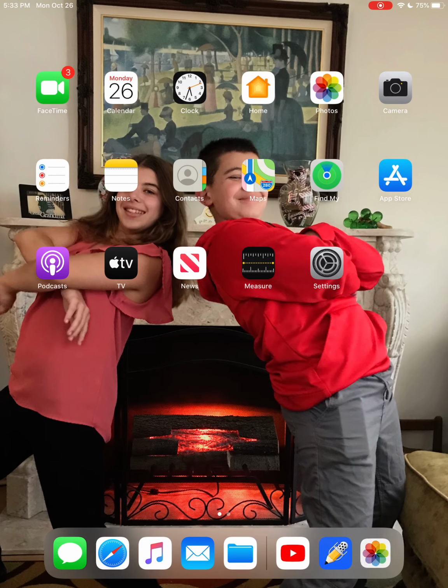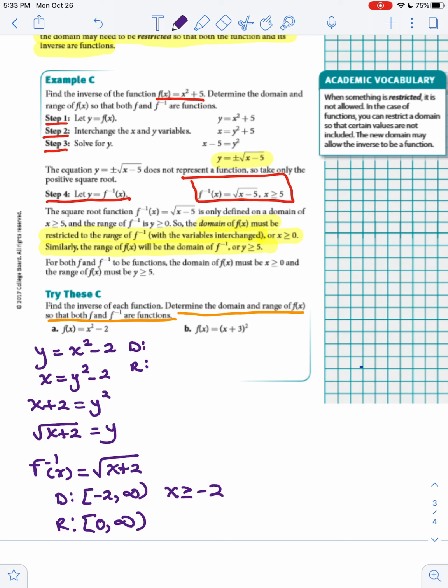Now range, however, once you plug in that -2, the smallest number that comes out will be 0. So we're going to go from 0 to infinity. So my range is y is greater than or equal to 0. Okay, so now that we have the domain and range for the inverse, they'll swap for the original function, although we have to interchange the variables too.